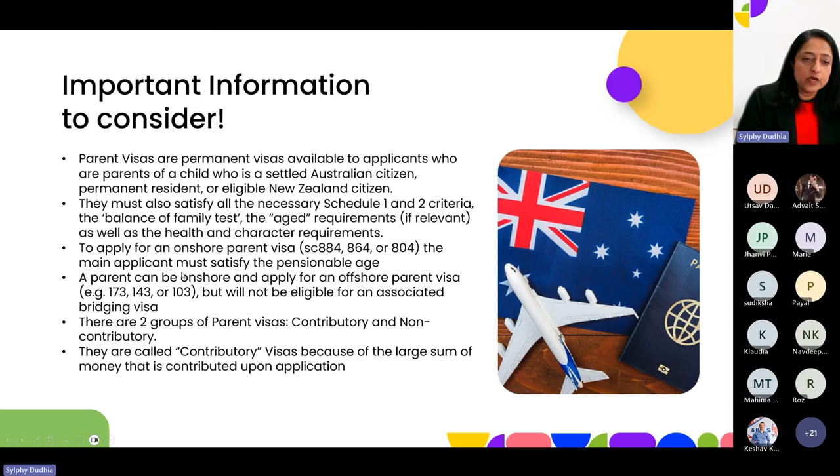To apply for an onshore parent visa, which is 884 or 864, the main applicant must satisfy the pensionable age. A parent can be onshore and apply for an offshore parent visa, which is 173, 143, or 103, but will not be eligible for the associate bridging visa.